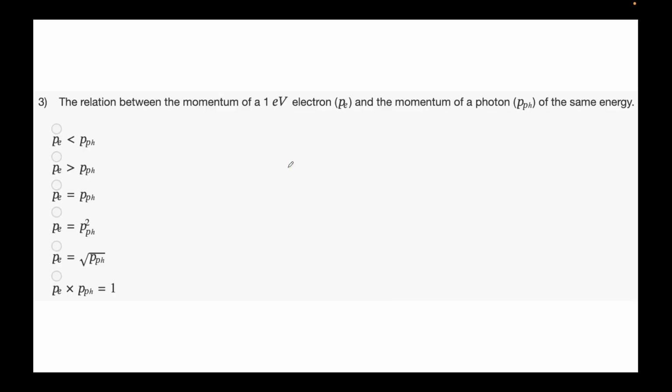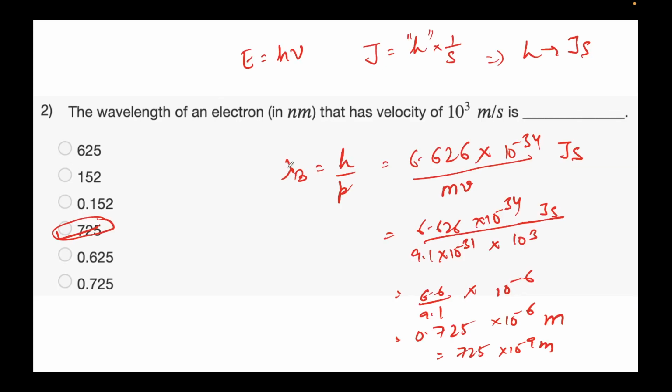So okay, I should stop here. Any comments or questions regarding the De-Broglie wavelength or whatever analysis we did here?